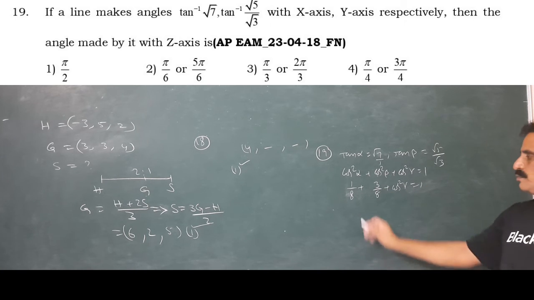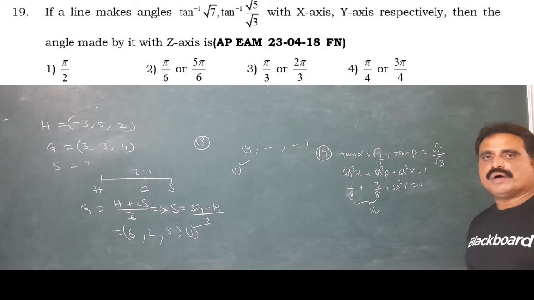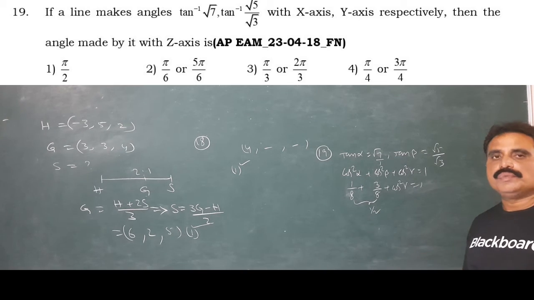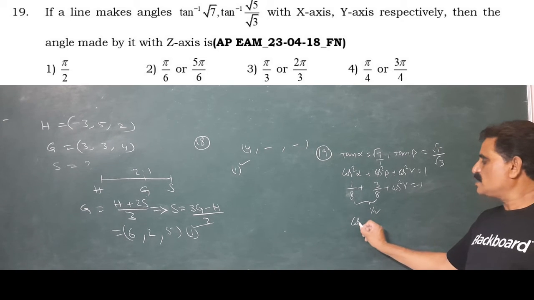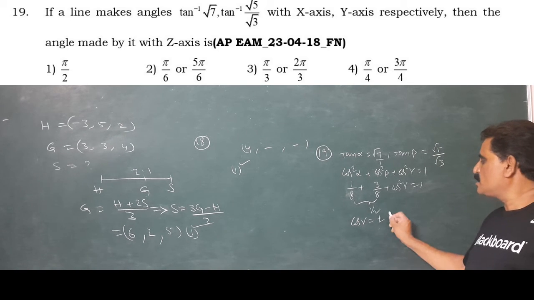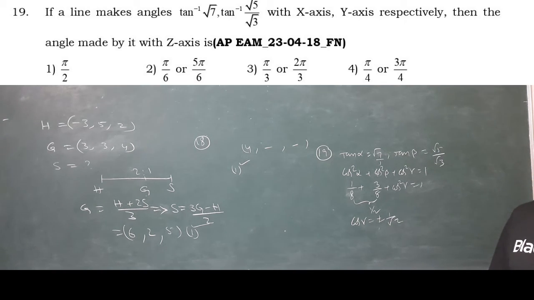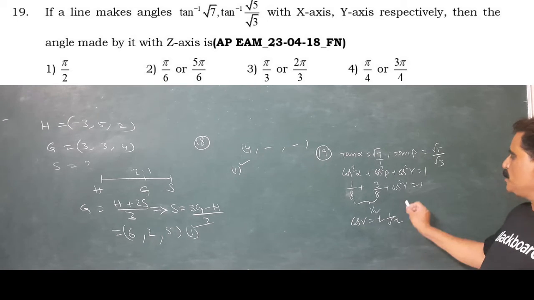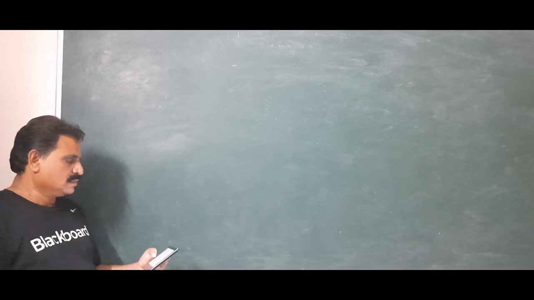The sum is 1 by 2. Take that to the other side: cos square gamma equal to 1 minus 1 by 2, that is 1 by 2. So cos gamma is plus or minus 1 by root 2, so gamma is pi by 4 or 3 pi by 4. The fourth option is the right answer.